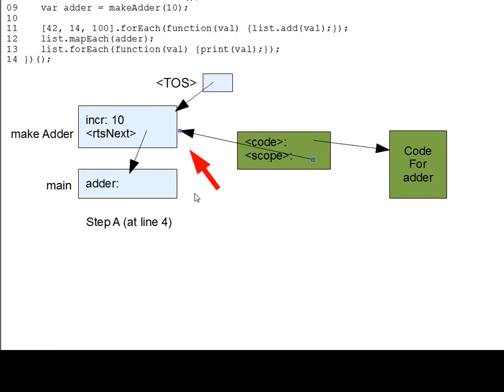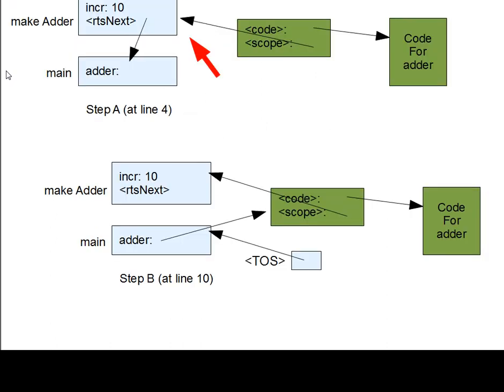Now, moving forward to the situation after returning to the main function from the makeAdder call, we'll have what's shown in step B. The execution context for makeAdder is no longer on the RTS, and it will never return to it. A second call of makeAdder would create a new execution context.